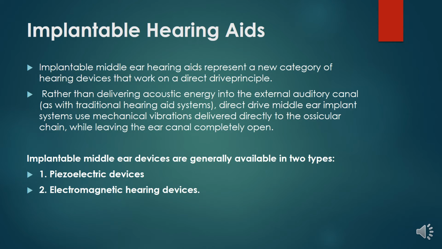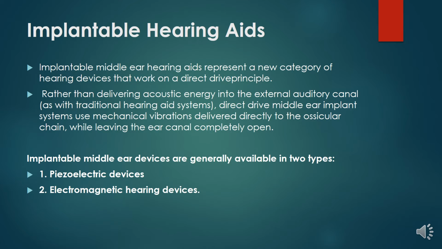Now, implantable hearing aids. Implantable middle ear hearing aids represent a new category of hearing devices that work on a direct drive principle. Rather than delivering acoustic energy into the external auditory canal, as in traditional hearing aid systems, direct drive middle ear implant systems use mechanical vibrators that deliver vibrations directly to the ossicular chain while leaving the ear canal completely open.